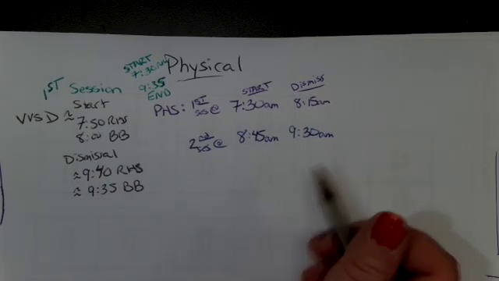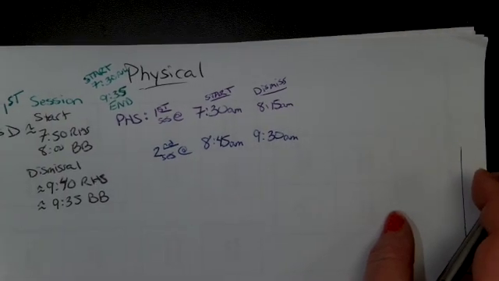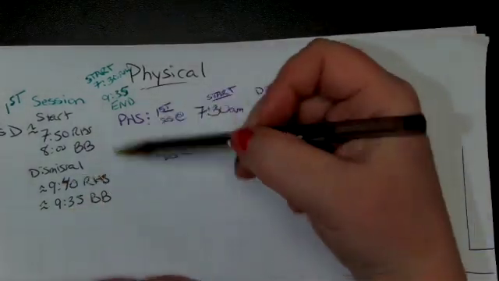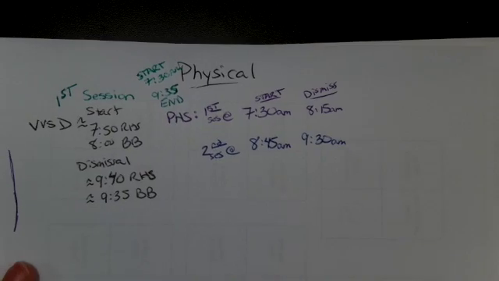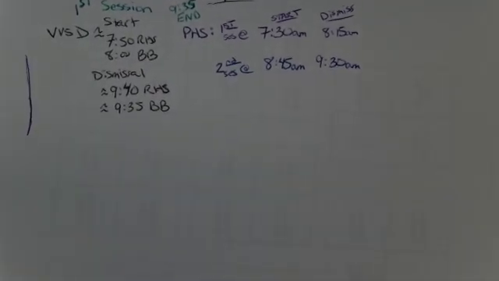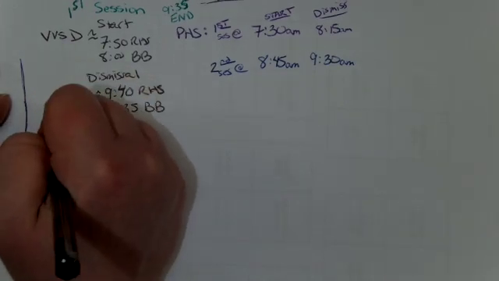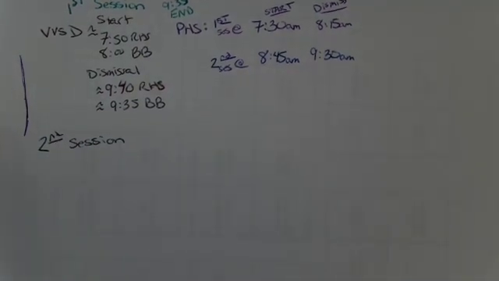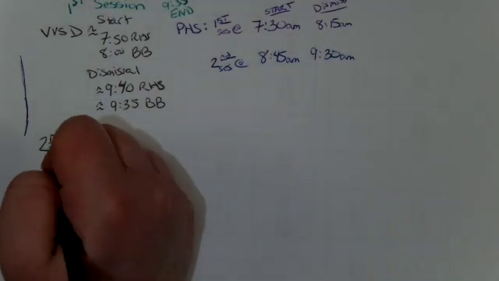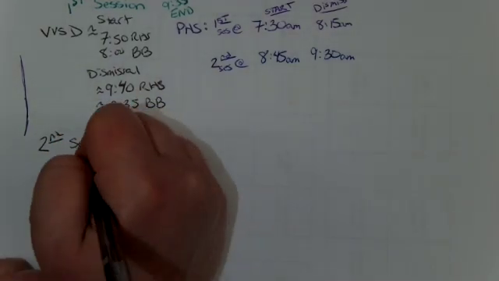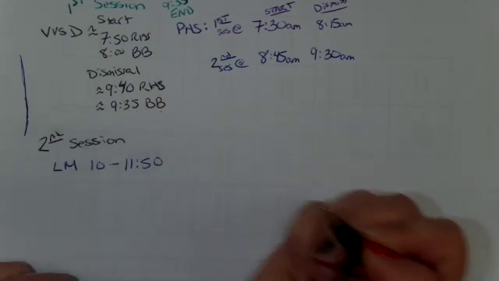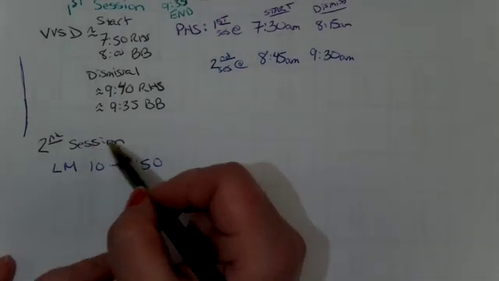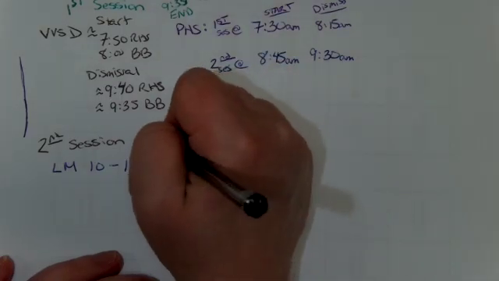So again, you can expect to have students at 7:30 a.m. Second session is easier to swallow. So that's first session, start, end. Second session, we've got Lamont students at their regular time of 10 to about 11:50. So we know then that second session will end at 11:50.